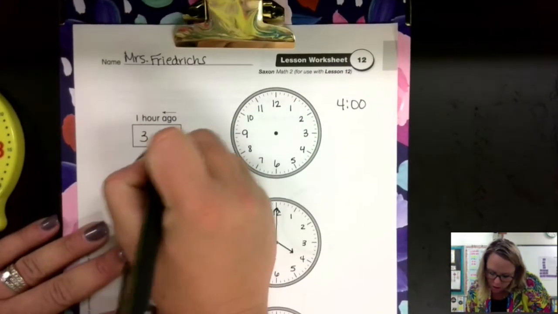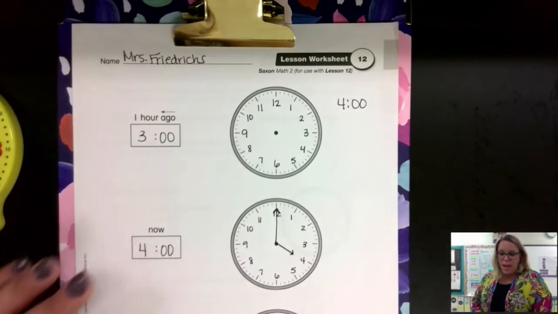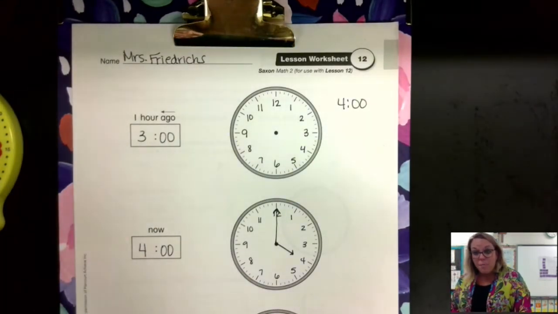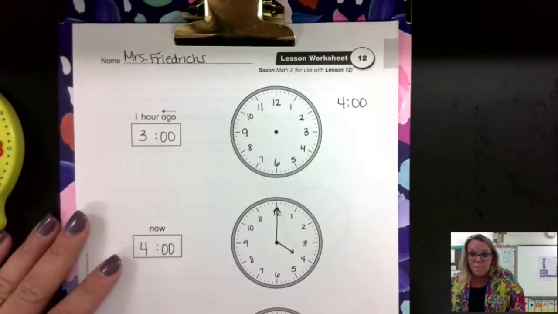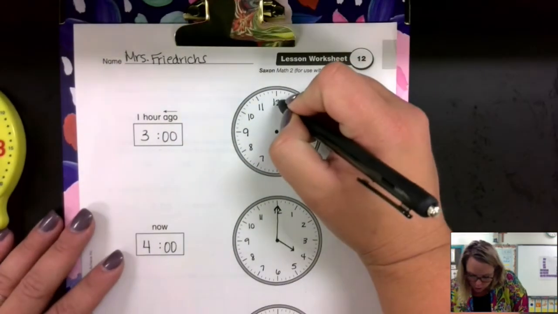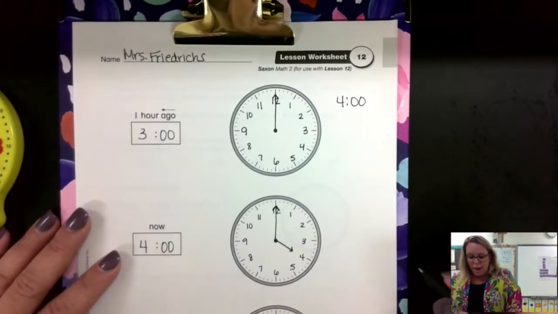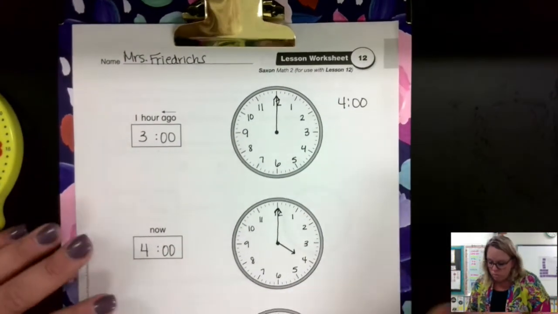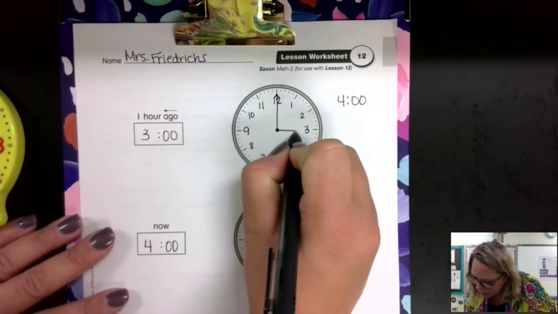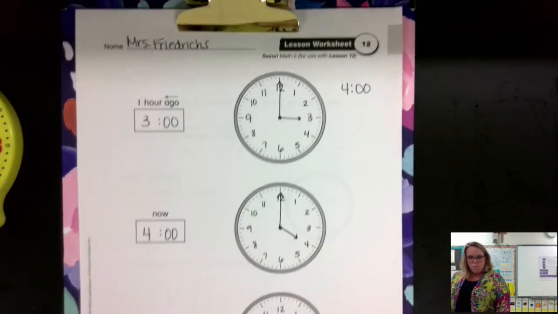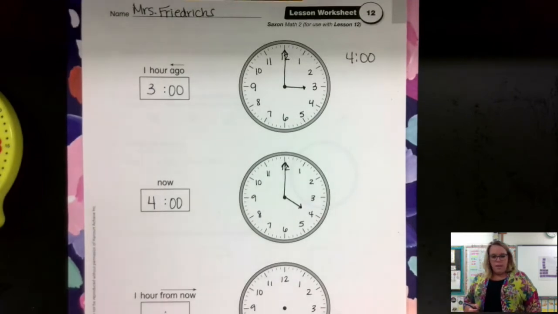So on my digital clock, I needed to say 3 o'clock. And now I need to go ahead and show that on my clock. So where is my minute hand going to go? Straight up through that 12. Where is my hour hand going to go? It's going to point right at the 3. Make sure you go ahead and you have all of that on it.